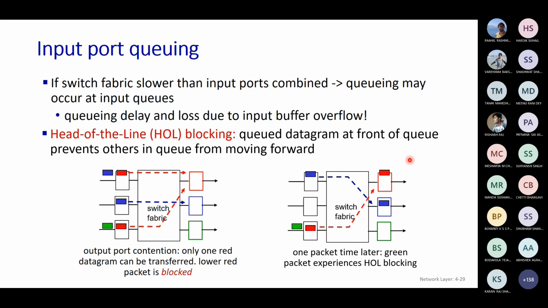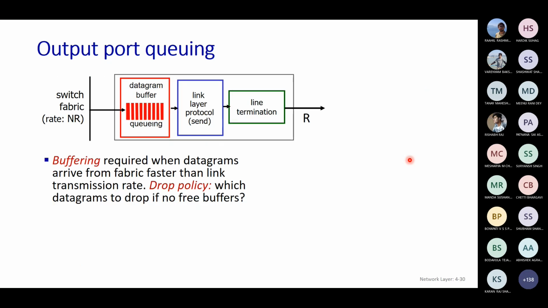Okay, now we are done with input ports, we are done with switch fabrics. Now we are going to the output port queue. Okay, this is how the output port looks. Your packet will move out from the switch fabric. This is your queue at the output port.